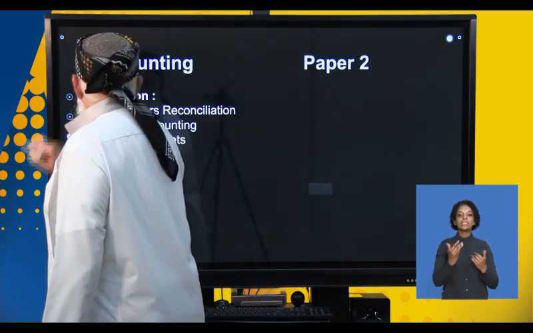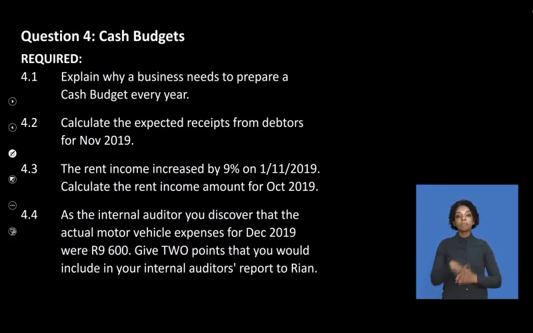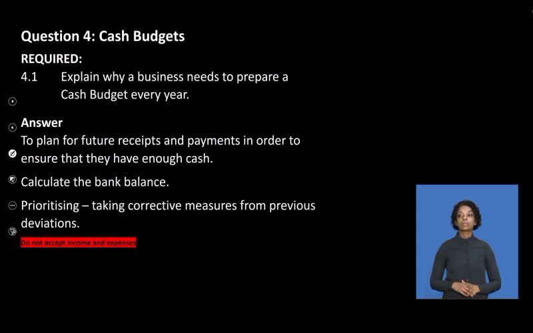Let's move on to the last part, which is our cash budgets. In this one here, the first question says, explain why a business needs to prepare a cash budget every year. Let's look at this question and the response that is expected from you. 1, to plan for future, and this is the critical part, receipts and payments.